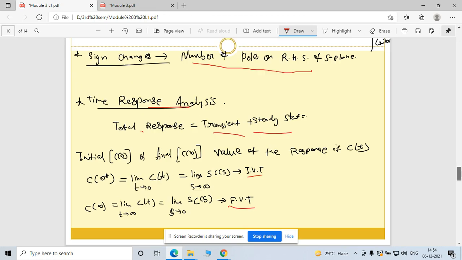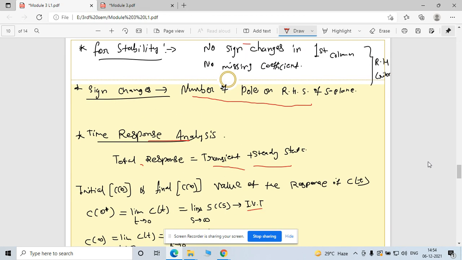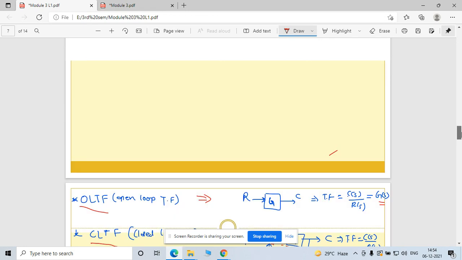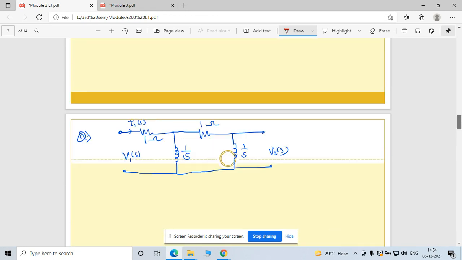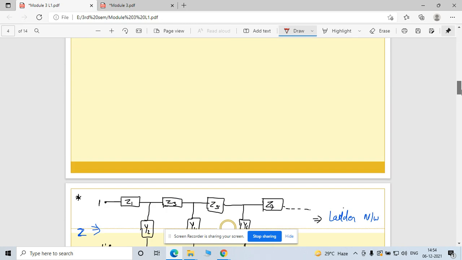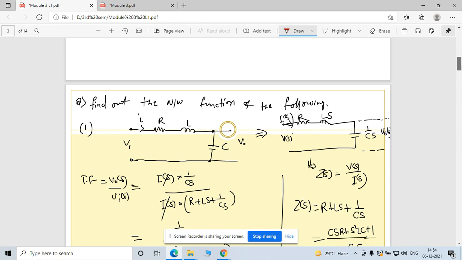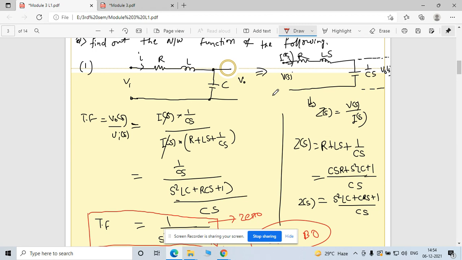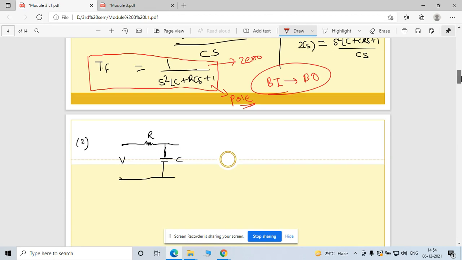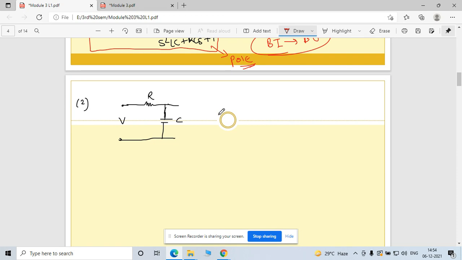Later, in tomorrow's class, I will also explain this in detail. Now, it is almost time over. I hope it is clear to you how to find this impedance function Z(s). So try to find the impedance and the transfer function for this network.